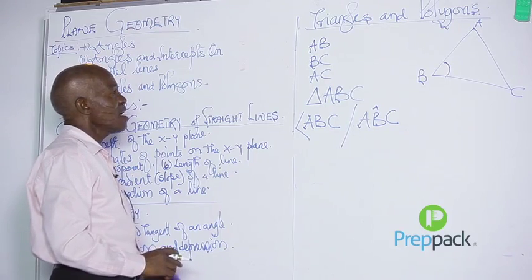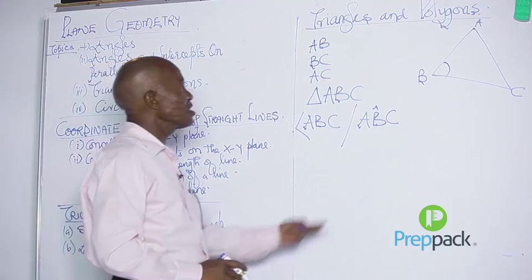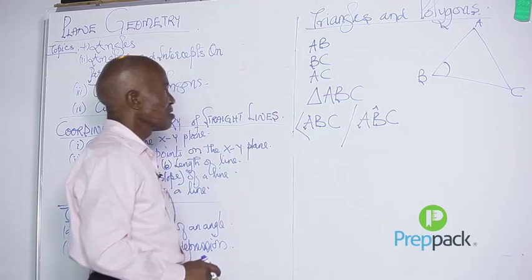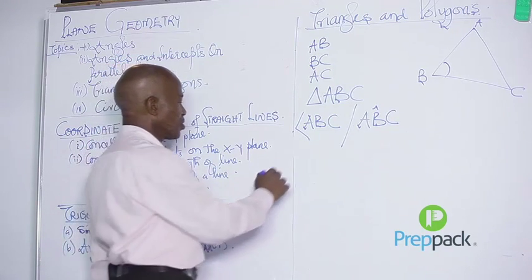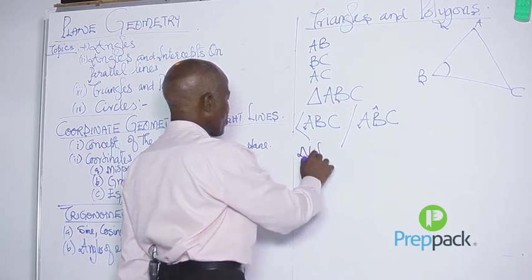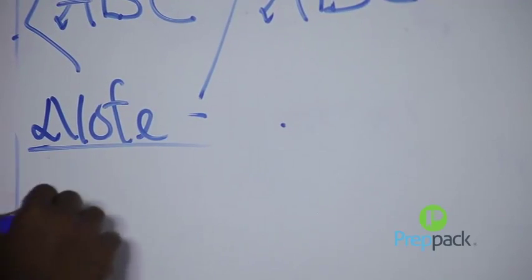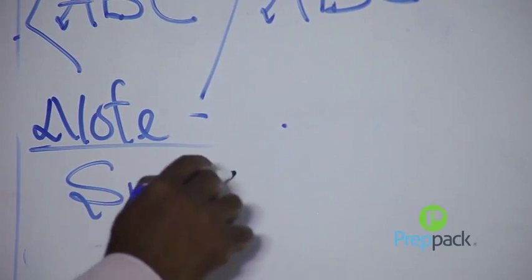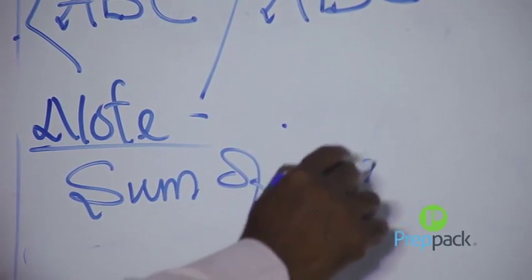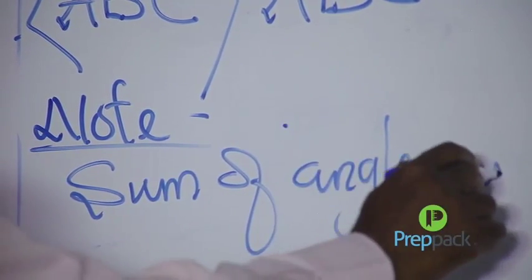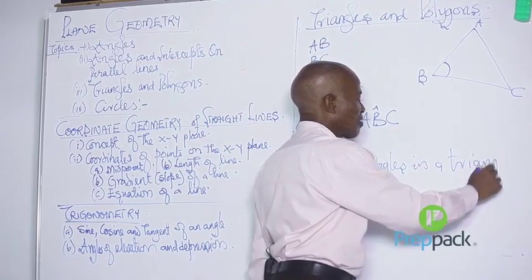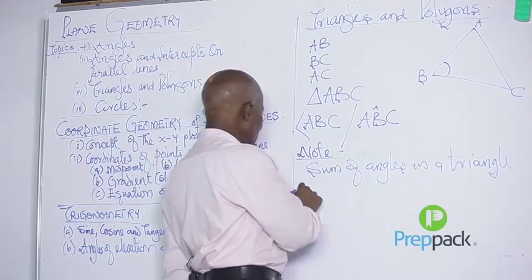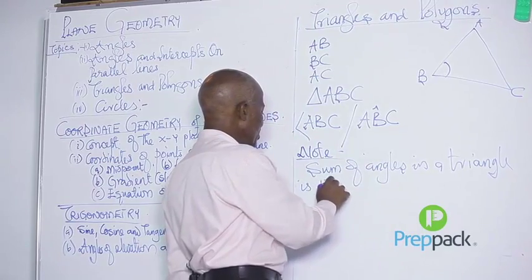Now, the sum of angles in the triangle add up to 180. Note: sum of angles in the triangle is 180 degrees.